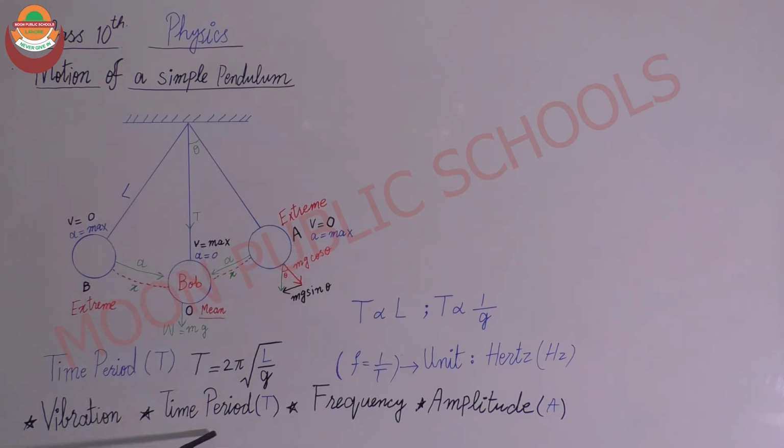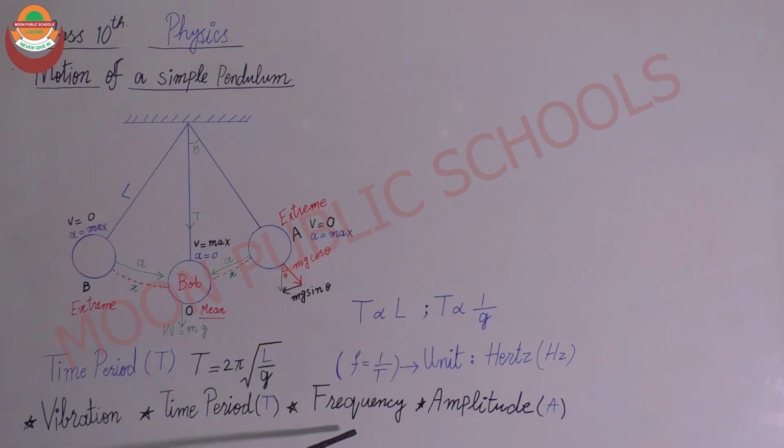The second term is time period, which is represented by symbol T. What is meant by time period? Time period is basically the time taken for one vibration. And the next one is frequency. Frequency is represented by symbol f, and its formula is 1 over T.